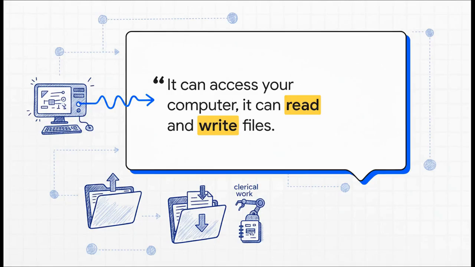But here is the really crucial point from the source material. It can access your computer. It can read and write files. Guys, this is where the actual magic happens. Because you finally broke the AI out of the browser, it can physically interact with your hard drive. You can tell it to research a topic and create a blog plan, and it will actually generate a new document and save it right in your folder. It can read your Obsidian vaults, analyze your personal notes, even run scripts. You aren't copying and pasting anymore. The AI is literally doing the clerical work for you.